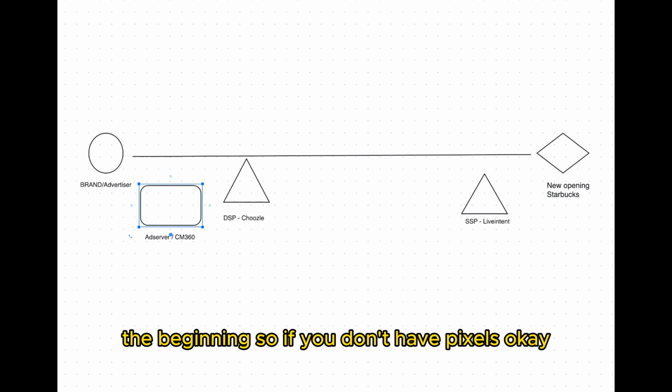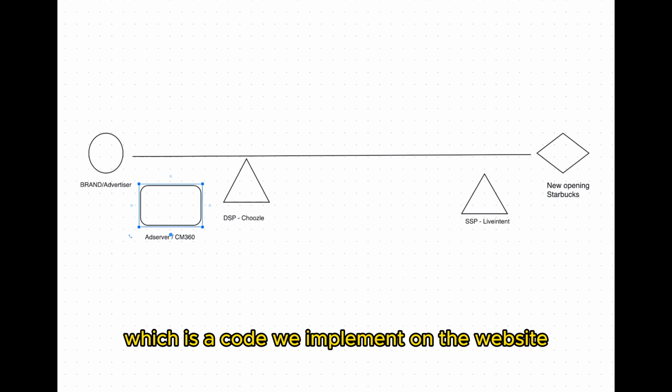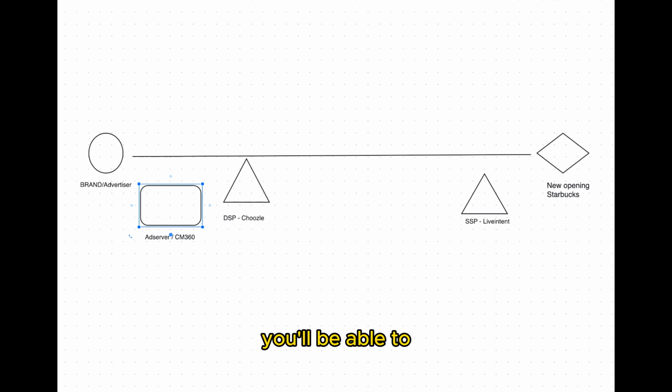So if you don't have a tracking pixel, which is a code we implement on a website, you won't be able to track your performance. So the ad server on the buy side represents that tracking warehouse. Same thing for the sell side.